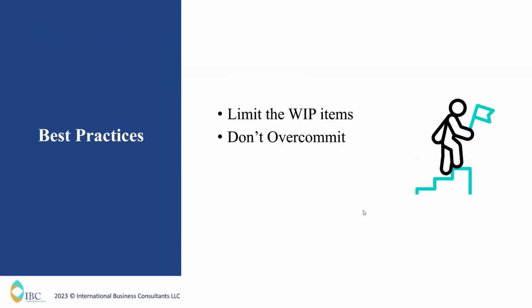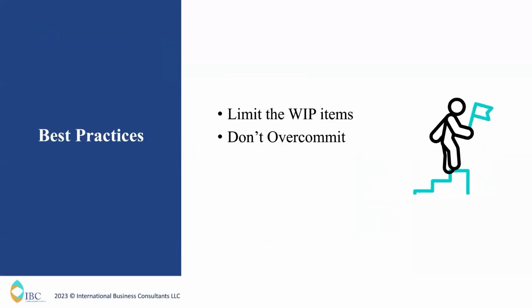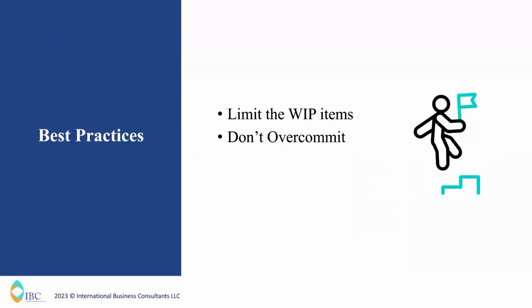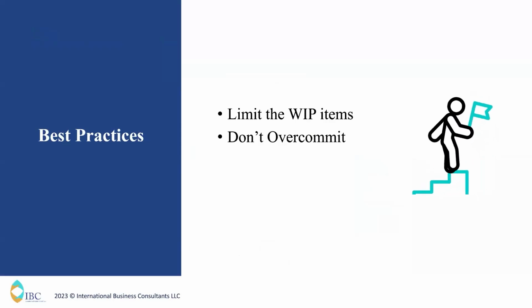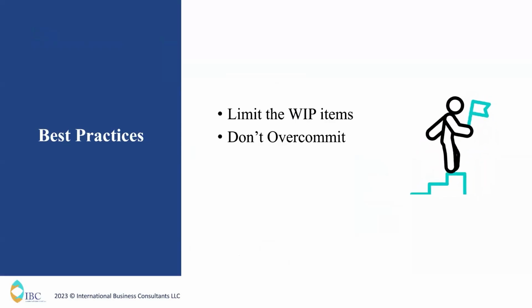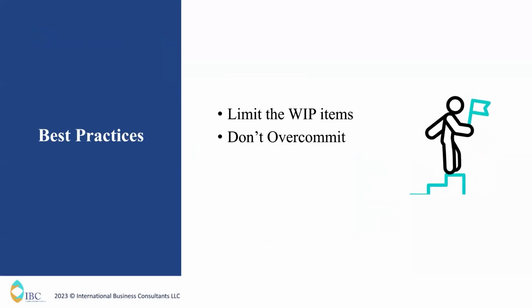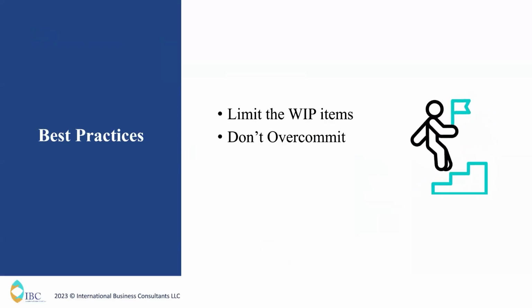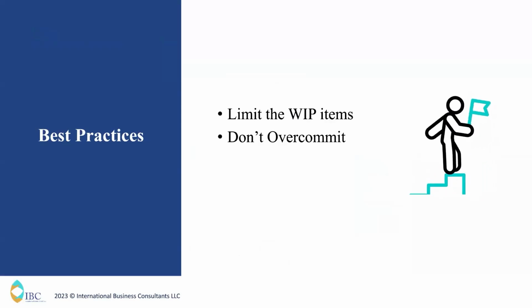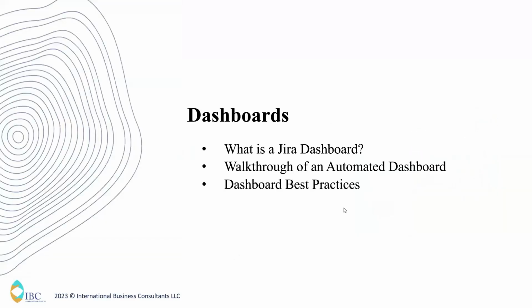So let me share some best practices of how a team should work. Always limit the work in progress items. There is a theory that if you increase the work in progress items or multitask, you're definitely not going to achieve the goal in the specific time period you have aimed for. And don't overcommit to new items before even completing the committed items. So these are some of the best practices. The next topic is the dashboard.